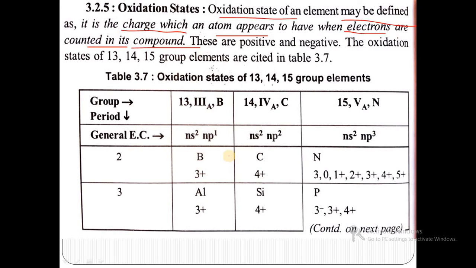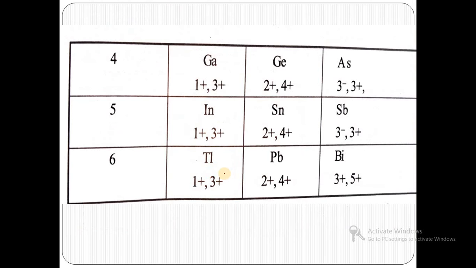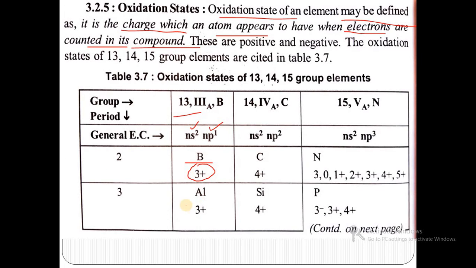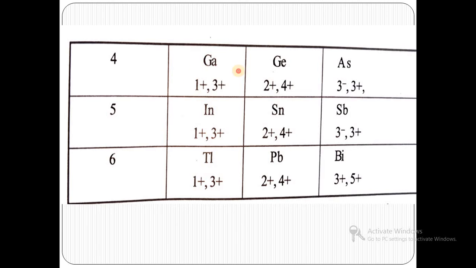Directly we will go to group 13. The first element, boron, has the general electronic configuration ns2 np1, so it shows 3 plus as the common oxidation state. Boron and aluminum show 3 plus, then gallium has the possibility of showing 1 plus and 3 plus, indium shows 1 plus and 3 plus, and thallium also shows 1 plus and 3 plus.